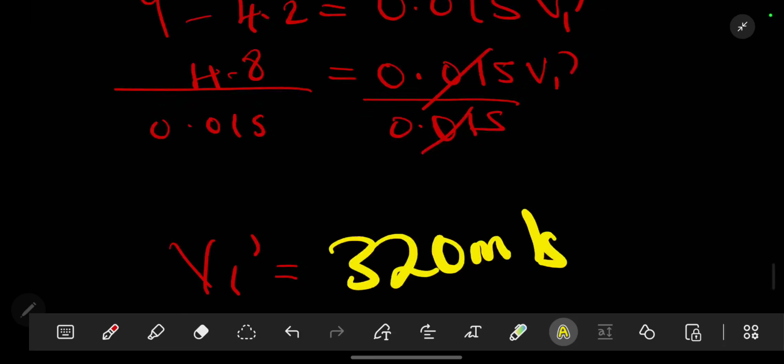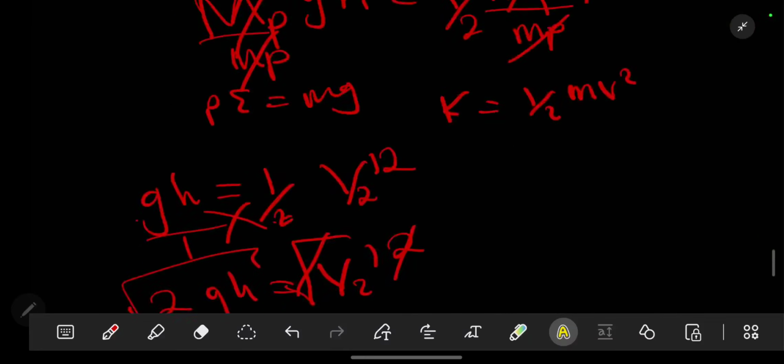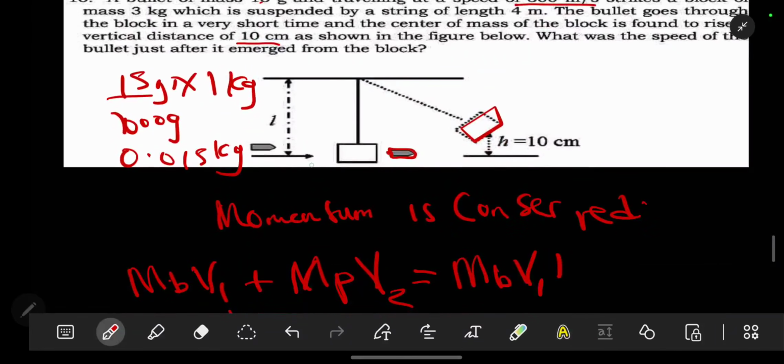So this is our speed of the bullet after. At first it was moving at 600 meters per second. After that, since it passed through the pendulum, it lost some kinetic energy. It began to move with 320 meters per second.